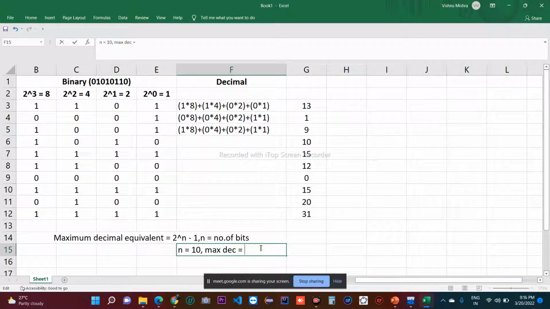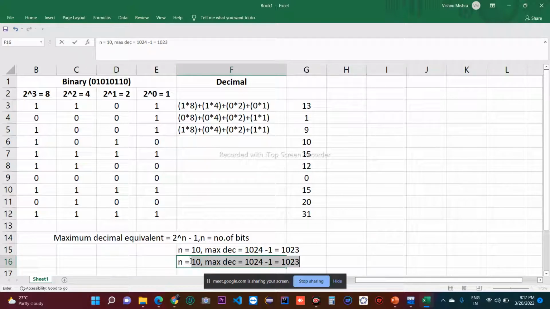2 to the power 10 minus 1. What is 2 to the power 10? It is 1024 minus 1, that is 1023. This is the answer.